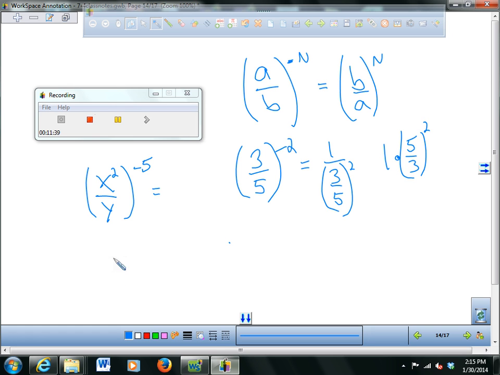Let Jake try. First, you flip. It would be y over x squared to the positive 5th power. Yes. And then you multiply, so it would be y to the 5th over x to the 10th power. You're the man. Okay, nice job. What color do you get? Green.